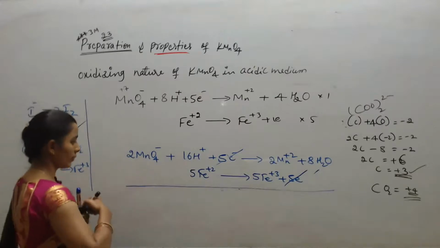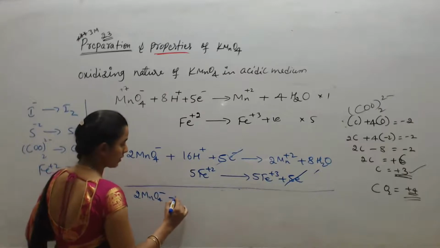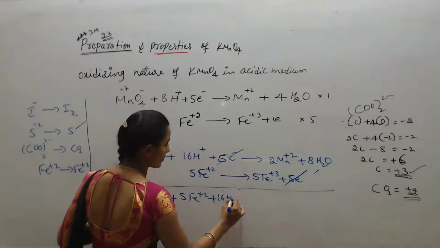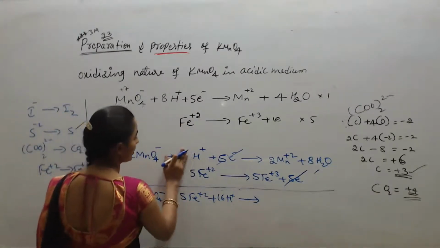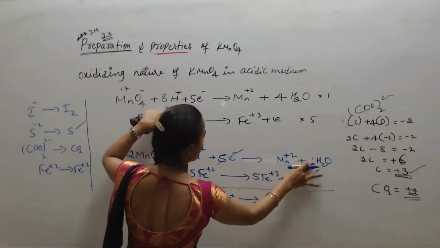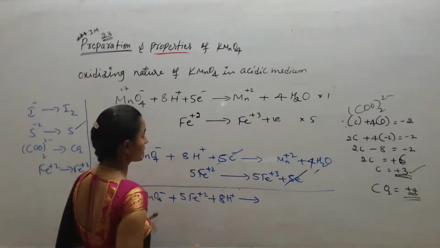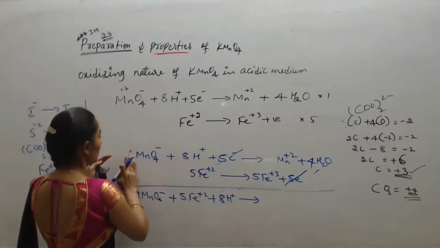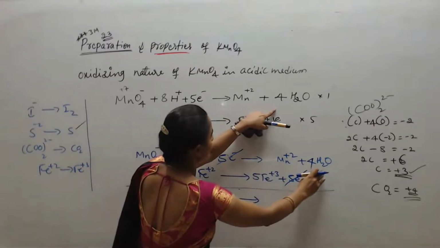Correct? So then here what happens? 2MnO4 minus plus 5Fe plus 2 plus 16H plus changes to how much? This is not 16. This remains as it is, as I told you. 8. This one is Mn. This one is 4. This is 8H plus, because as I told you students, for this iron that is multiplied by 1 means MnO4 minus plus 8H plus plus 5 electrons gives Mn plus 2 plus 4H2O.